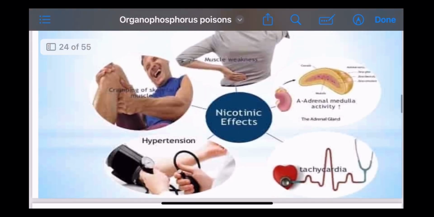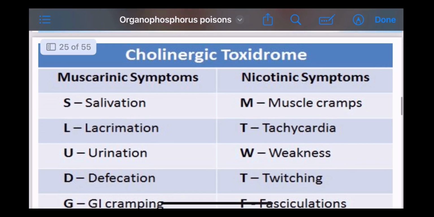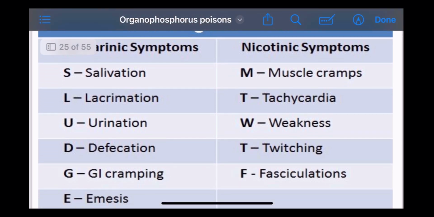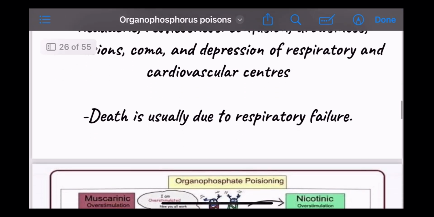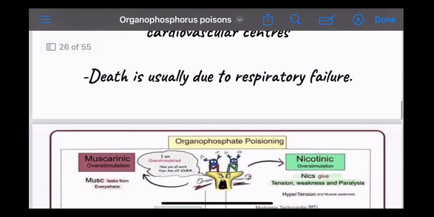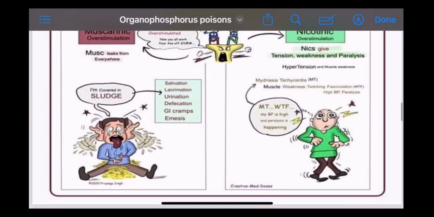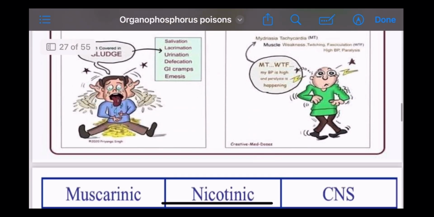Then this is another diagram if you want to remember by the diagram. This is cholinergic toxidrome. If you want to remember, it is the same thing. By SLUDGE, you can remember the muscarinic symptoms, and the nicotinic symptoms are sideways. CNS manifestations, all the CNS manifestations you can find: confusion, drowsiness, convulsions, coma, depression, respiratory centers will be depressed. So basically, death happens due to suppression of the respiratory center, that is respiratory failure.